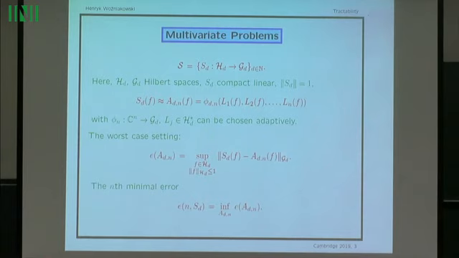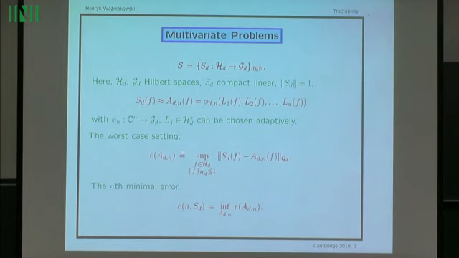The worst case setting means that we define the error of the mapping A_{d,n} by taking the supremum over the unit ball. So S_d(f) is the exact solution, and this is the approximate solution, right? Both of them are in the G sub d space. So we take the norm of it, and we are taking the supremum over the unit ball in the domain space. Now, of course, this quantity can be large, because so far I didn't tell you how to choose this mapping A_{d,n}, and if we do a poor job, then of course the worst case error may be arbitrarily large.